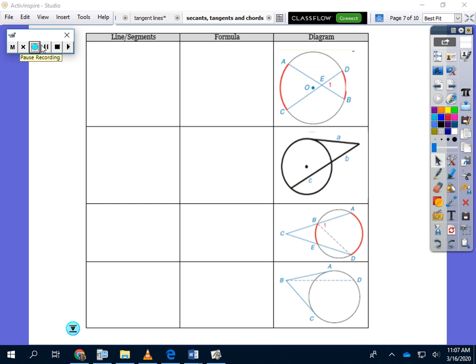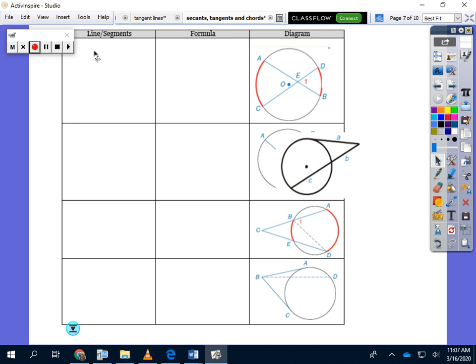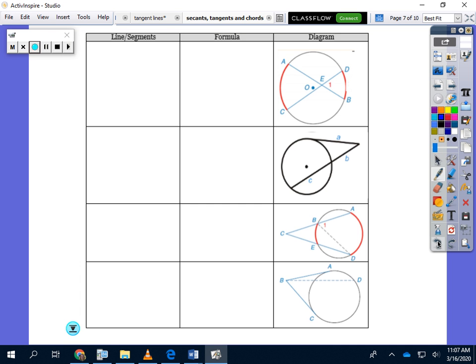So now we're going to talk about arcs and angles in a circle, formed by the different segments that we're talking about in this lesson. So in this first example, we've got two chords.